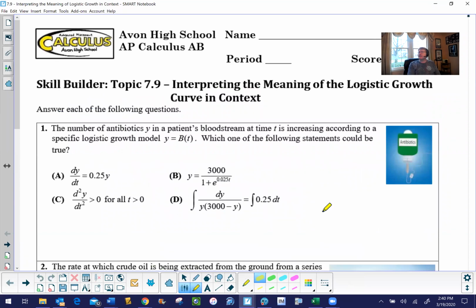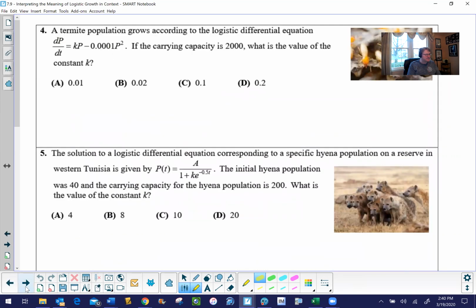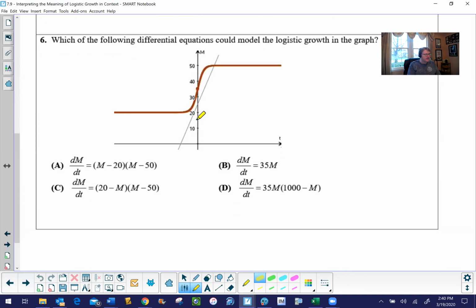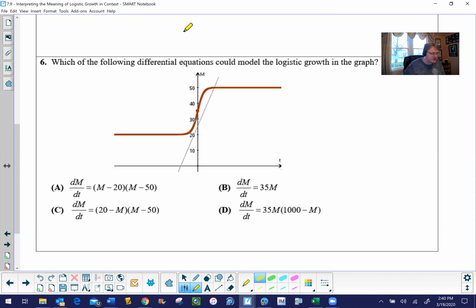Section 9. All right. The first request I thought was 5 on this one. It kind of goes back, or 6 on this one. All right. That's the one I figured you guys would be talking about anyway, number 6. It says, which of the following differential equations could model the logistic growth in this graph?